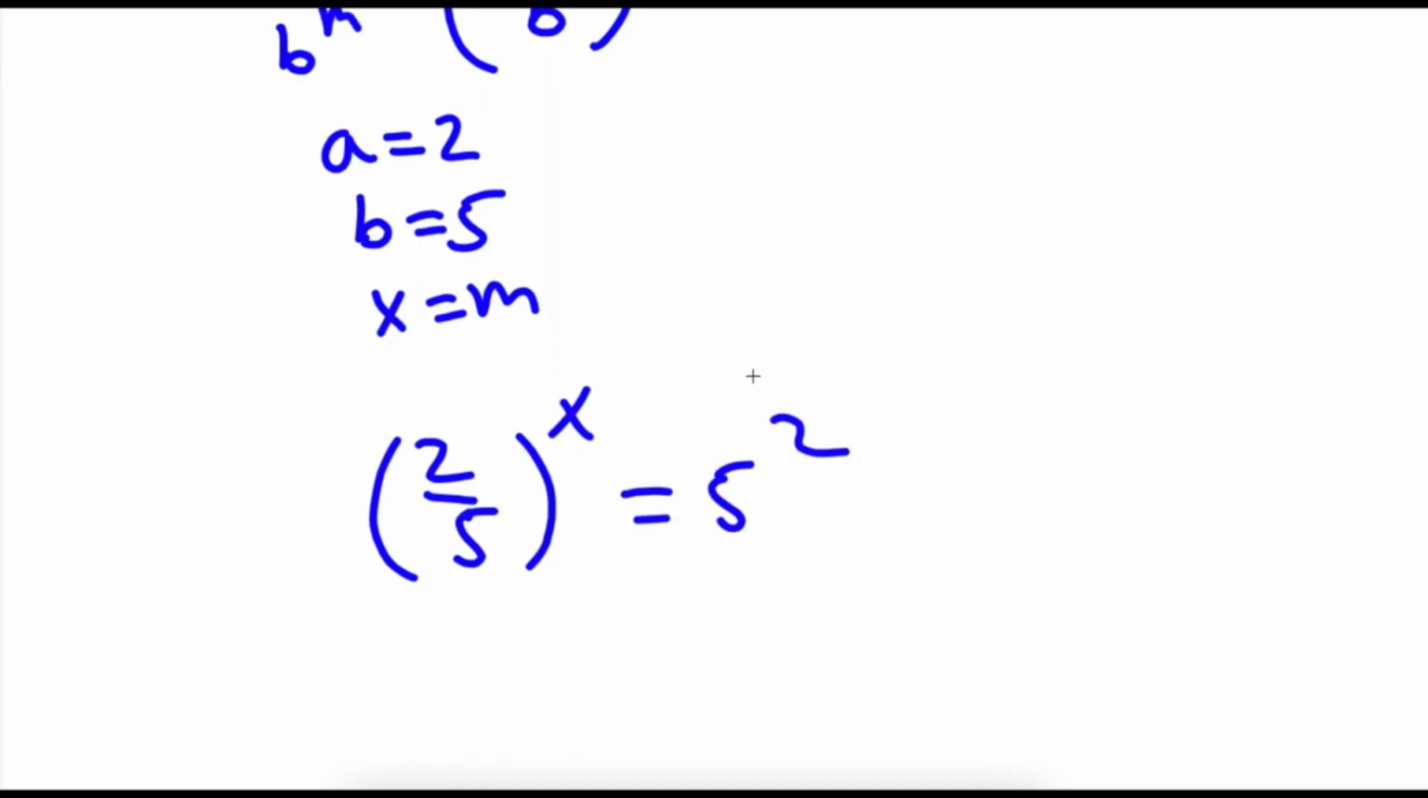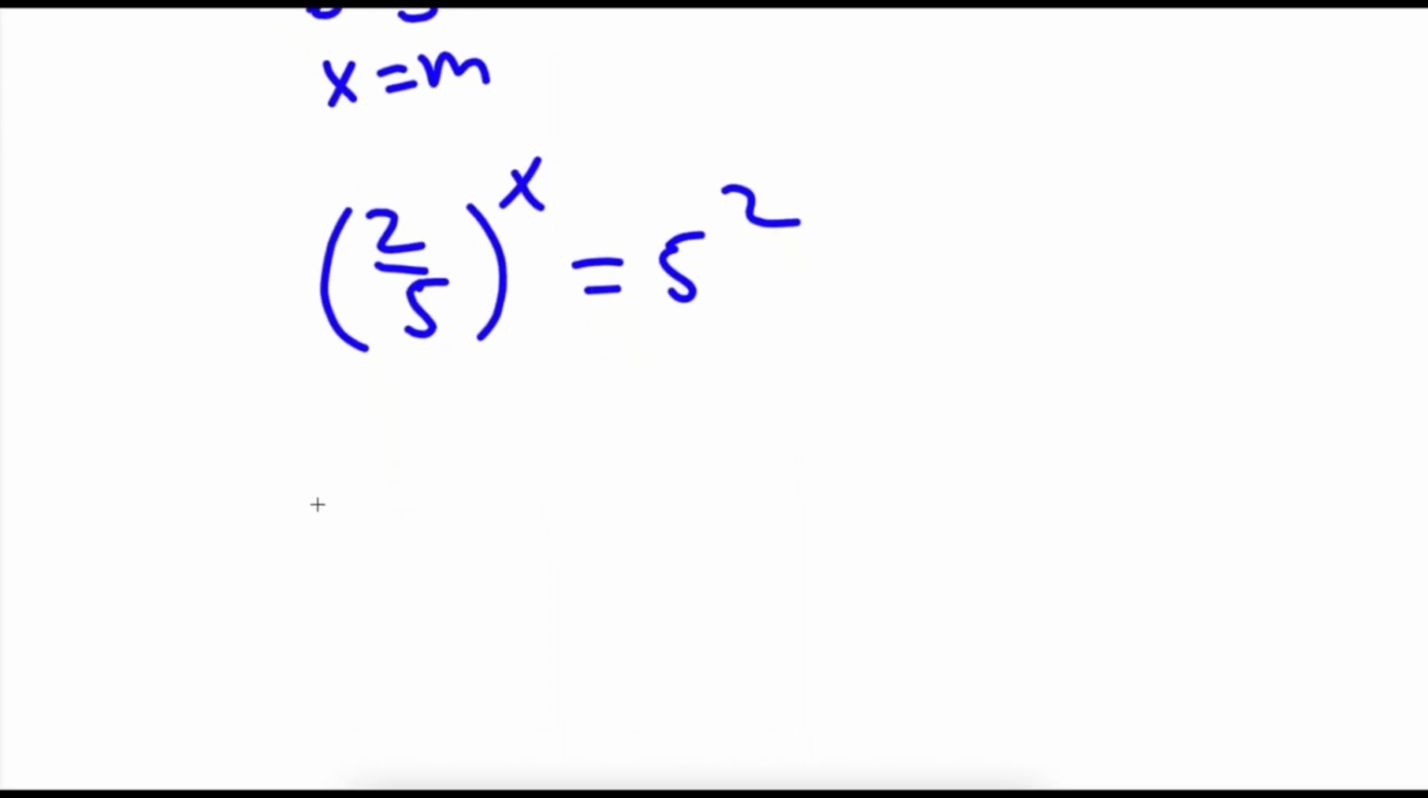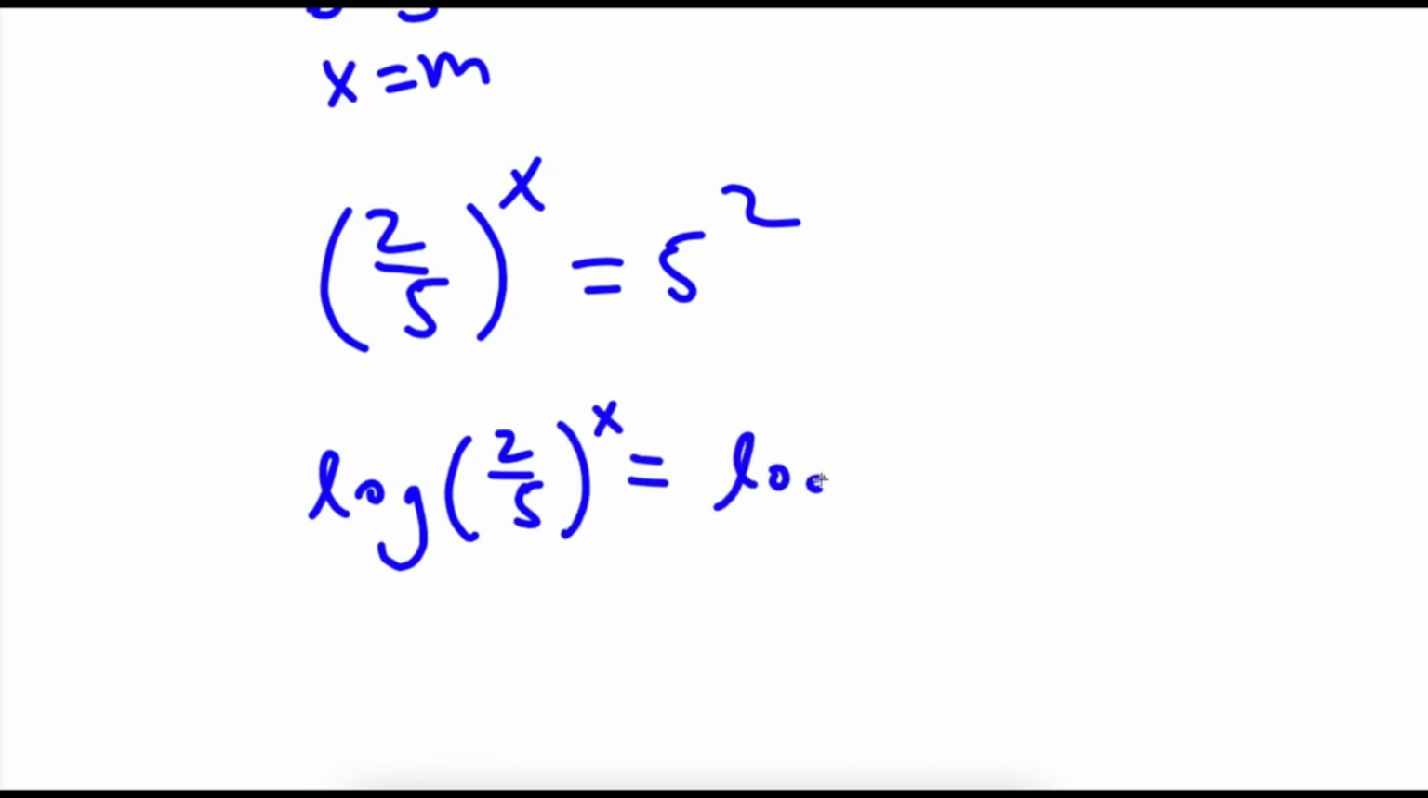Now what I'm going to do is take the log on both sides. So now I have log of 2 over 5 to the power of x is equal to log of 5 squared.